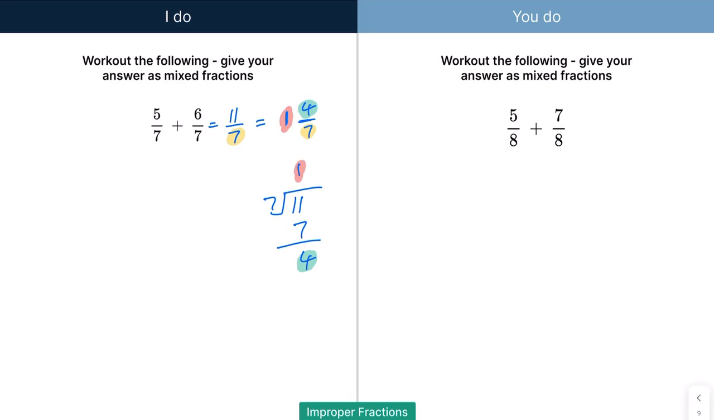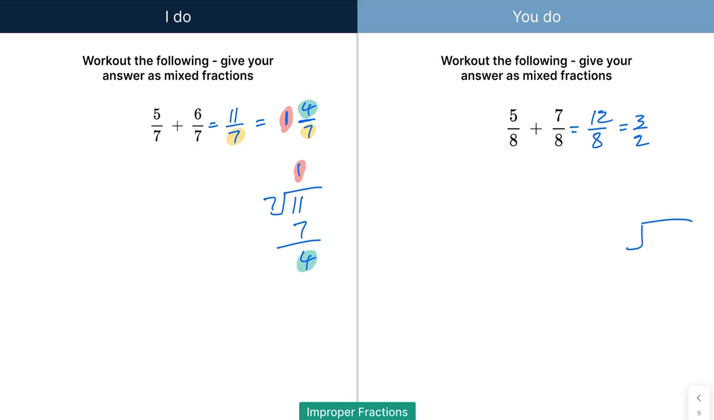Okay, so hopefully you've pressed pause and had a go at the example on the right. So the bottom bit stays the same. Now at the top we have 7 plus 5, which gives us 12. Now again, this is an improper fraction. We can simplify this though. They're both divisible by 4. So that becomes 2 and that becomes 3.